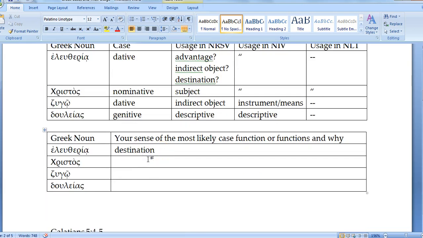So I didn't fill this out, but obviously nominative as subject makes good sense. In regard to the dative, submit yourself to a yoke, the nature of the verb, and I wouldn't expect this simply to fly off the pages at you, but the nature of the verb suggests that this is an indirect object more than it's a dative of means or instrument. And descriptive is probably the best way to take the genitive as well, what kind of yoke.